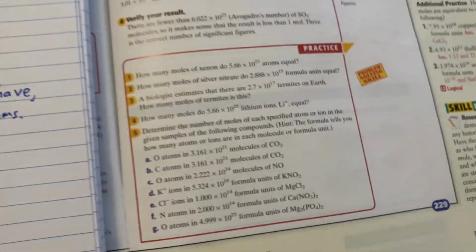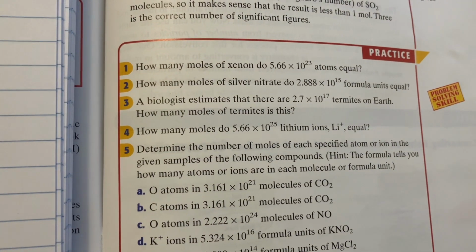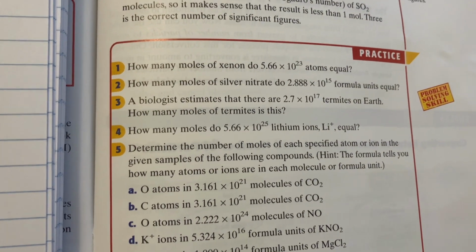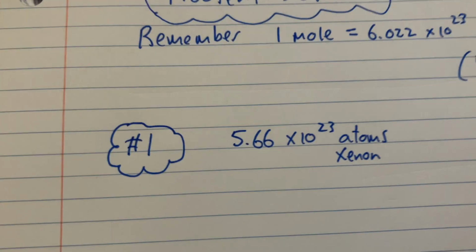Okay guys, I'm just gonna make a real quick video just to practice this here. So in your problem set number 1, question number 1 says, how many moles of xenon do 5.66 times 10 to the 23rd atoms equal? So if I was doing this question, here's my work right here.